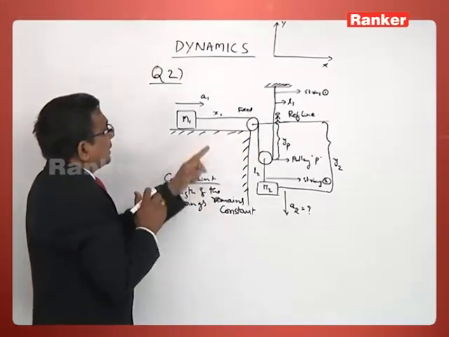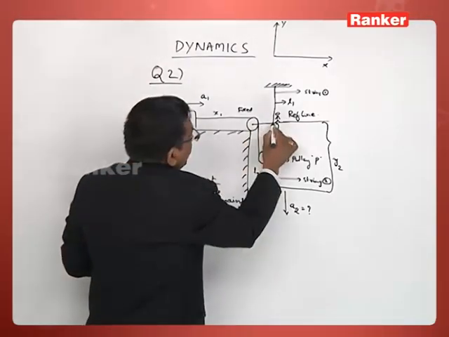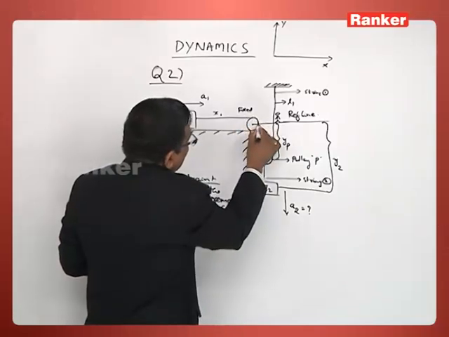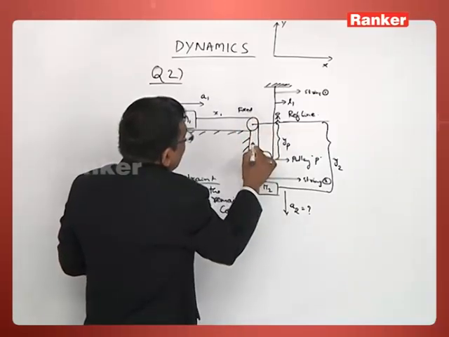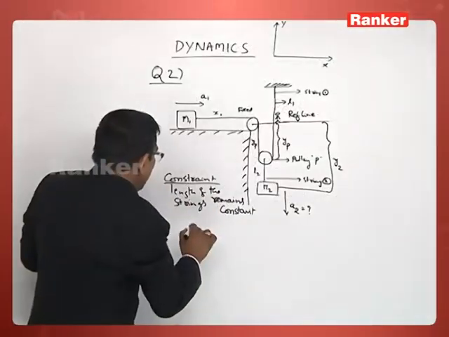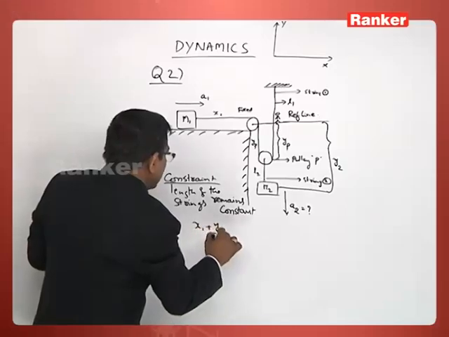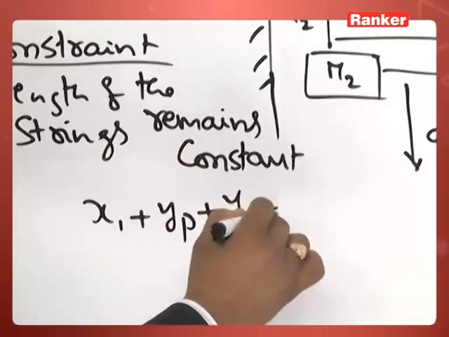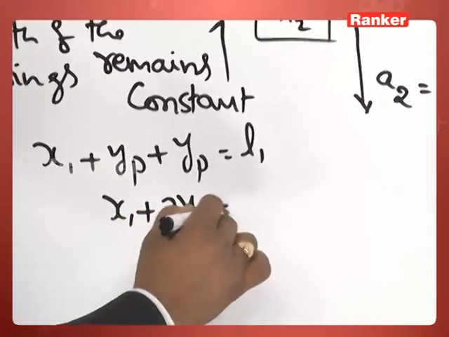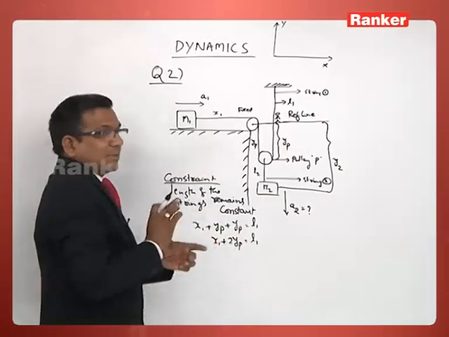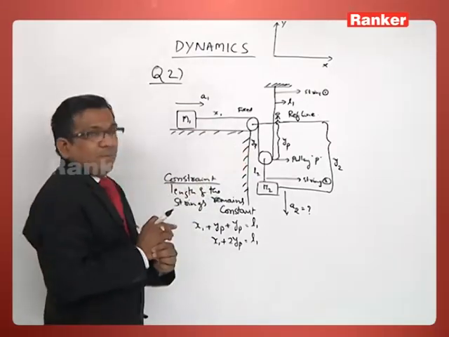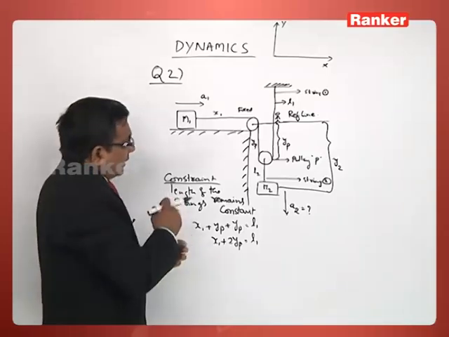Then how do you write L1? L1 means up to here I take the distance: from here to here it is x1. As this length remains constant, this distance will be yp, and this distance will be yp. Therefore I can write x1 plus 2yp is equal to L1. This is the length of the string. As the bodies are moving, x1 will change and yp will change.